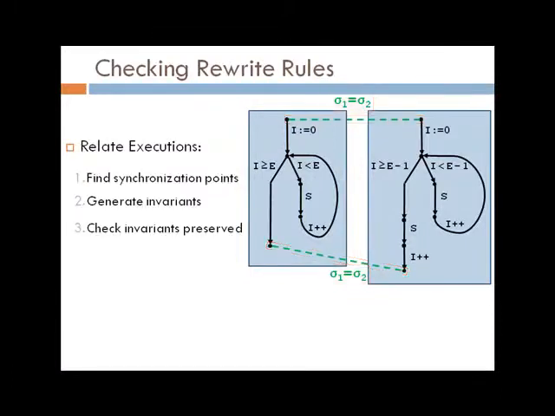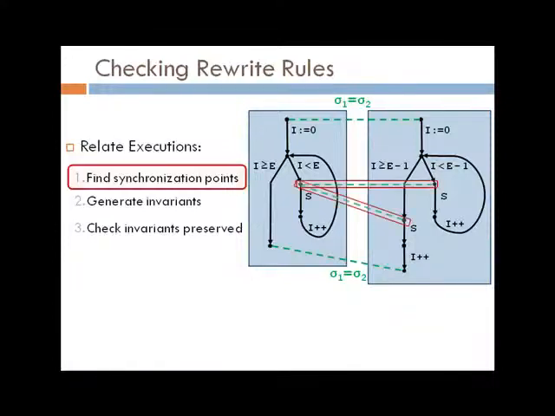PEC will carry out 3 steps to show the equivalence of these programs. I'll briefly describe the steps here, and then we'll go into the details for each step in the following slides. First, PEC finds synchronization points between the two programs. A synchronization point consists of a location in the left program and a location in the right program where the executions of the two programs will line up. I'll show synchronization points as dotted green edges between the locations in the left and right programs.